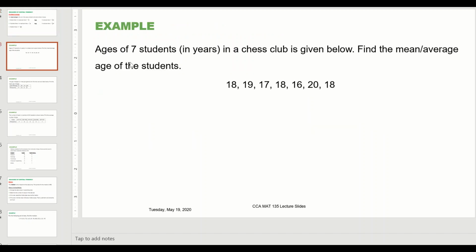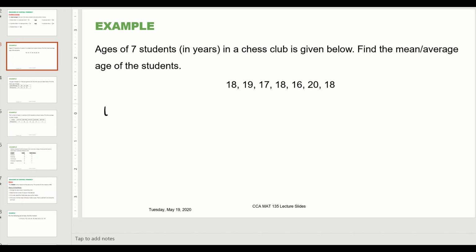Okay, example. The ages of 7 students, in years, in a chess club are given below. Find the mean or average age of the students, and here are the ages given: 18, 19, 17, 18, 16, 20, and 18. You can see that this data does not have frequency, so this is ungrouped data. So we want to find the mean of the ungrouped data.